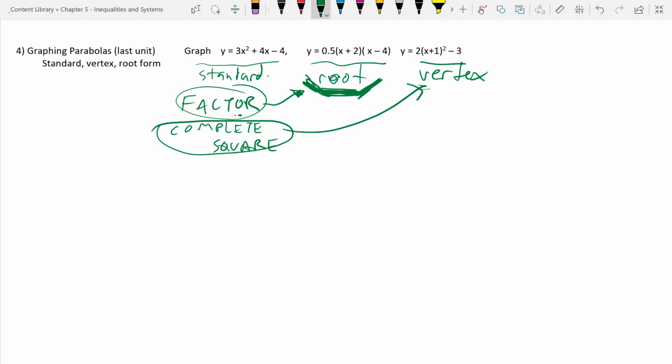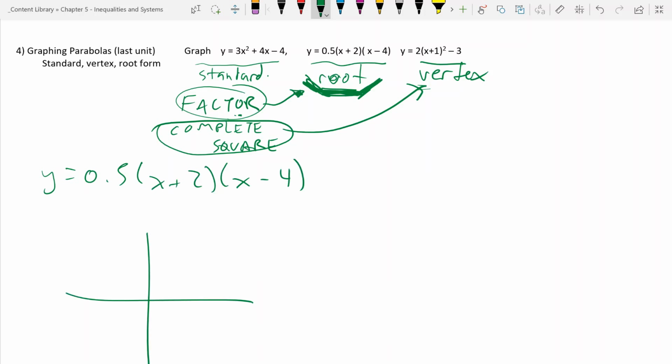Okay, so we had y equals 0.5(x + 2)(x - 4). When we graph these parabolas, these numbers are going to be our roots. They're always flipped for the x values. The reason for this is if we were trying to find what our roots are, at the roots, y is equal to 0. So it's basically like we're subbing 0 into the equation here.